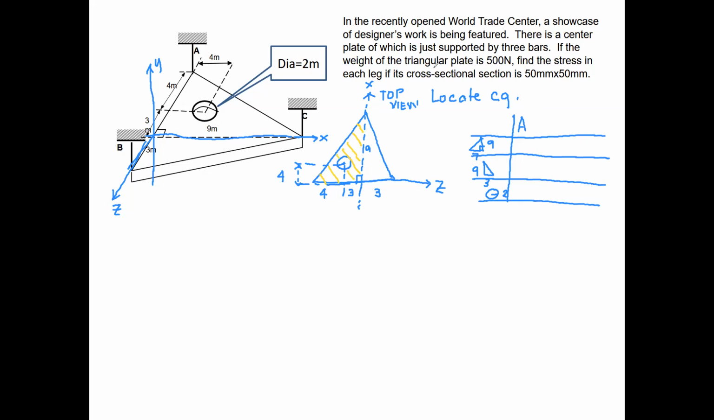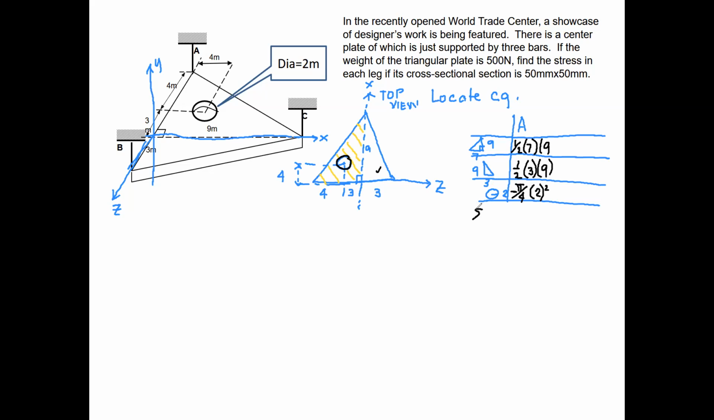Area ng triangle is just 1/2 base times height. 1/2 base is 7, height is 9. Okay, yung susunod na triangle, this triangle is 1/2, base is 3, height is 9. And then the circular hole, if the diameter happens to be 2, it's pi over 4, diameter na 2, and then you square. Take note, kaya lang ito negative kasi it's supposed to be a reduction of area kasi binutas.